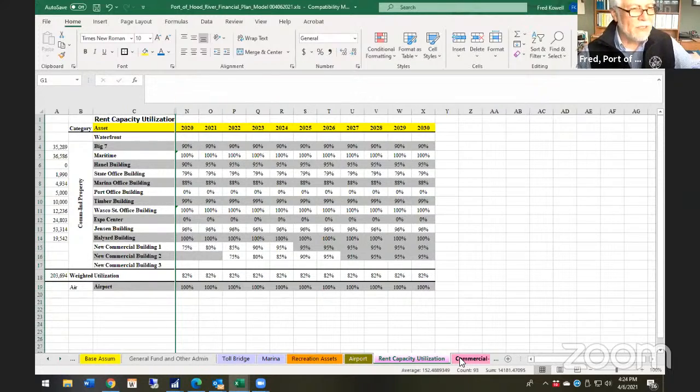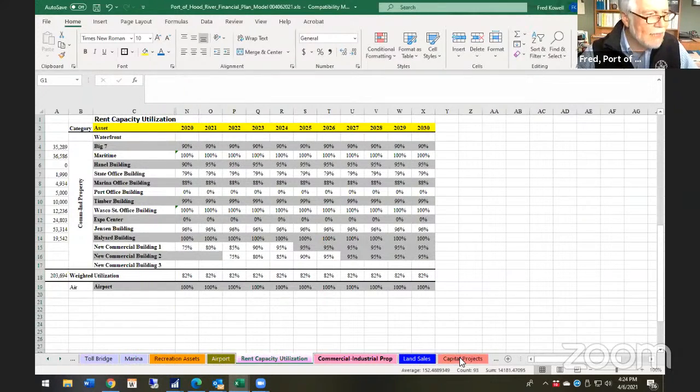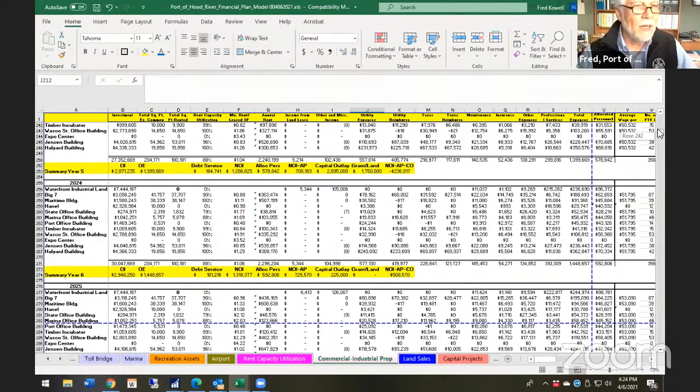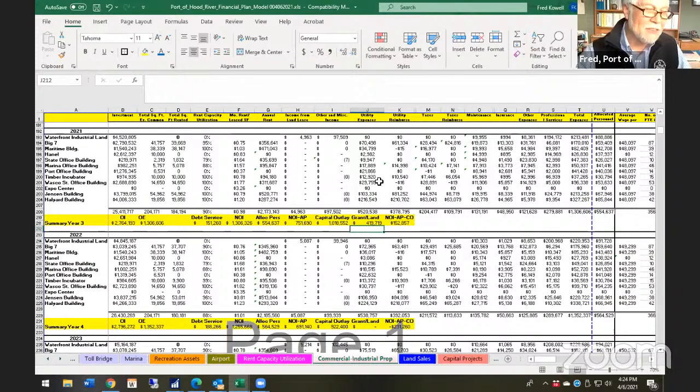And this worksheet is sort of like an assumption worksheet that flows into, and that's why I didn't give this to you, because it's pretty busy, as you can see. It flows into the model for our properties. And our properties are just that, except here we put our lot 1, our industrial land, basically is lot 1. That is in here, as well as our industrial properties, Big 7, Maritime, Timber, Incubator, Wasco, Jensen, Halyard, and then our commercial properties are here: the state office building, the marina office building, the port office building.